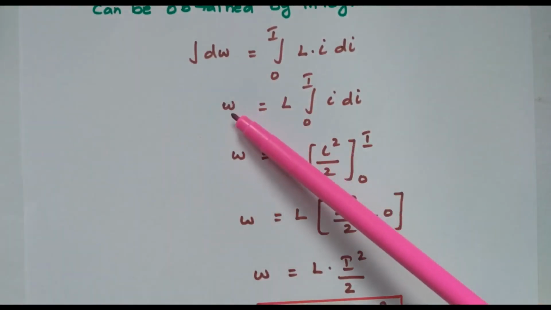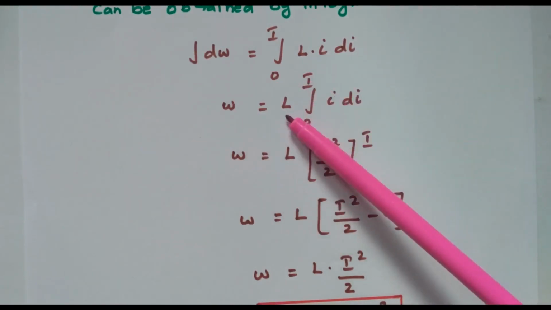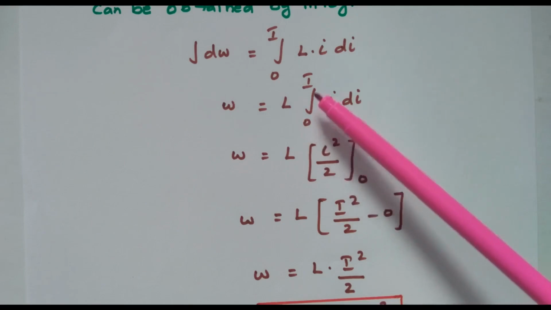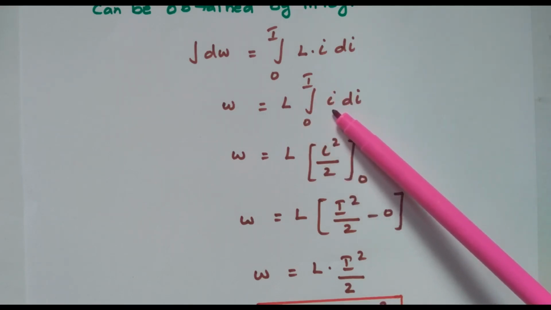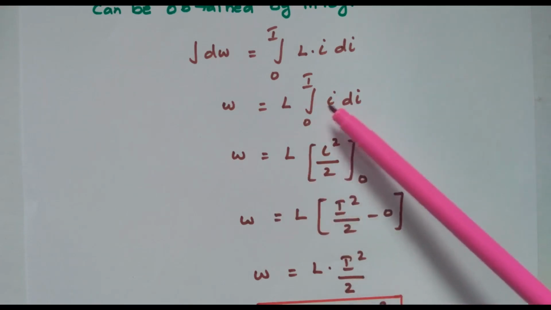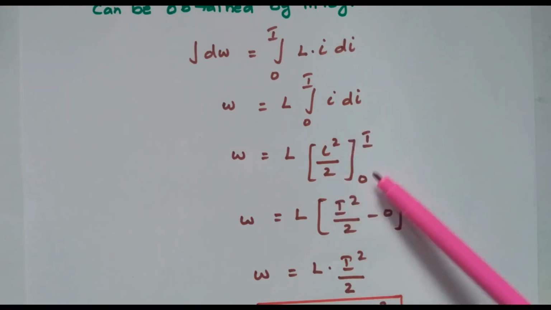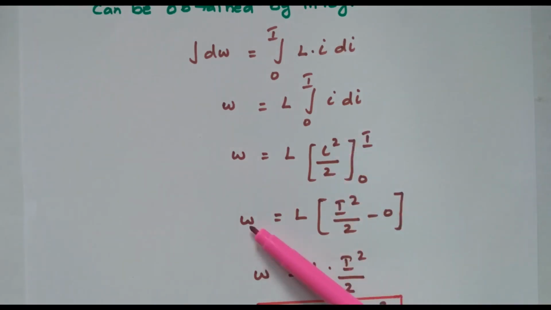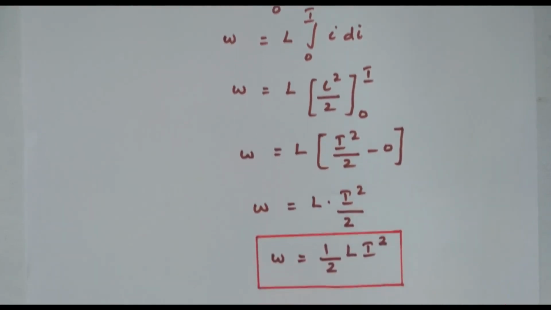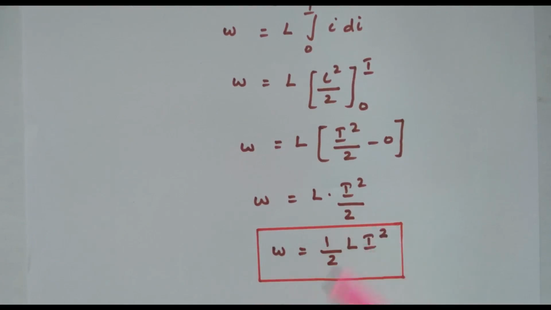So integral dW equal to W, that is equal to, this L is constant. Only we need to integrate 0 to I into di. We need to integrate only i. So W equal to L, this integral i is nothing but i square by 2. Right, integral of i is i square by 2. We need to substitute the limit 0 to I. So W equal to L, substitute the upper limit I square by 2 minus lower limit is 0. So that W equal to L I square by 2. So that can be written as W equal to half Li square. So that is the energy stored in the inductor. W equal to half Li square.